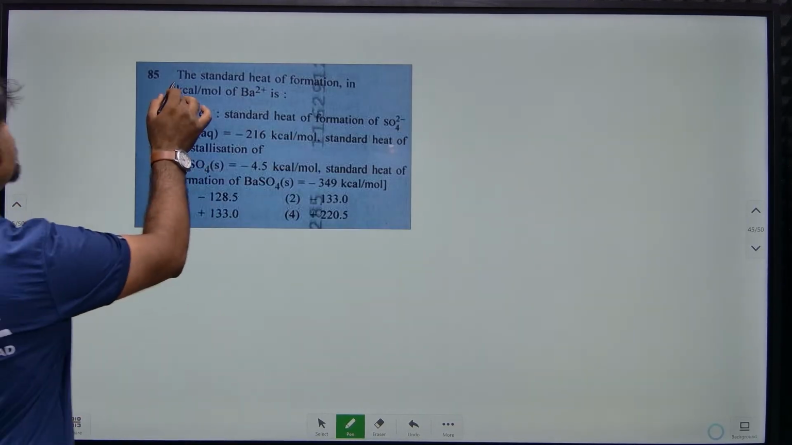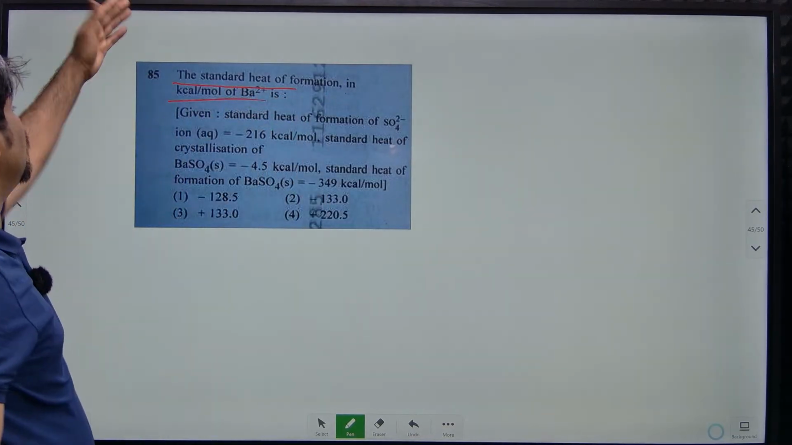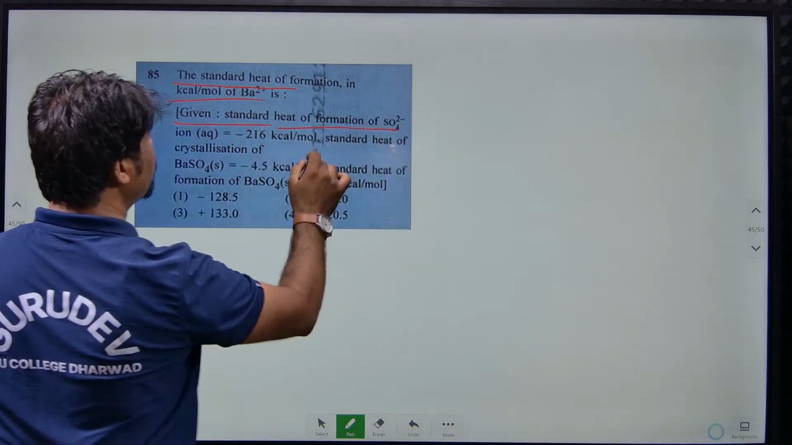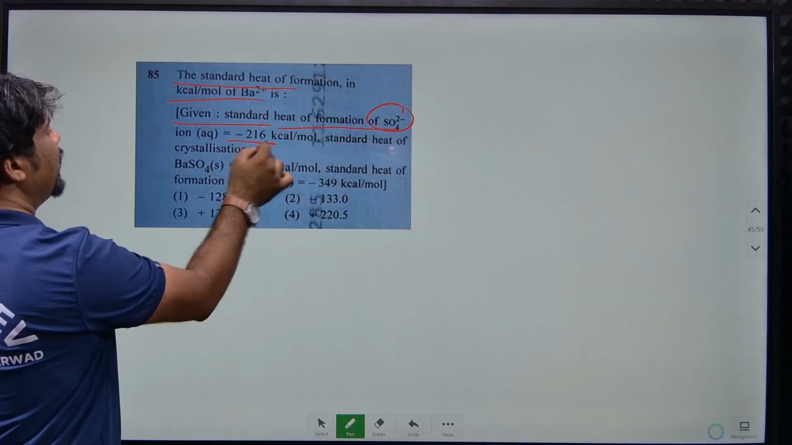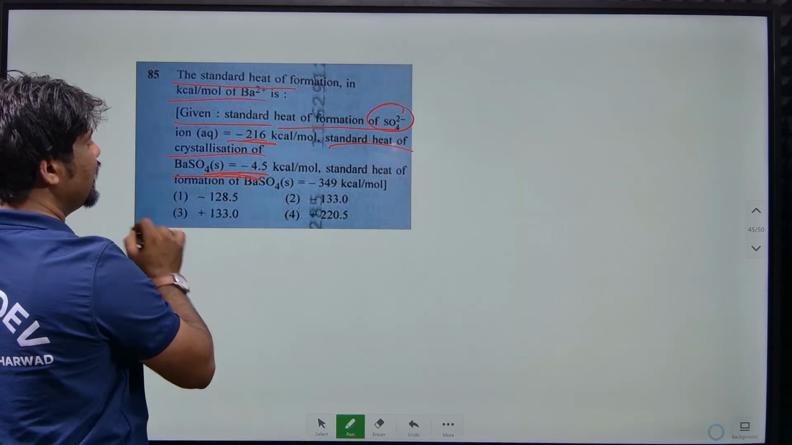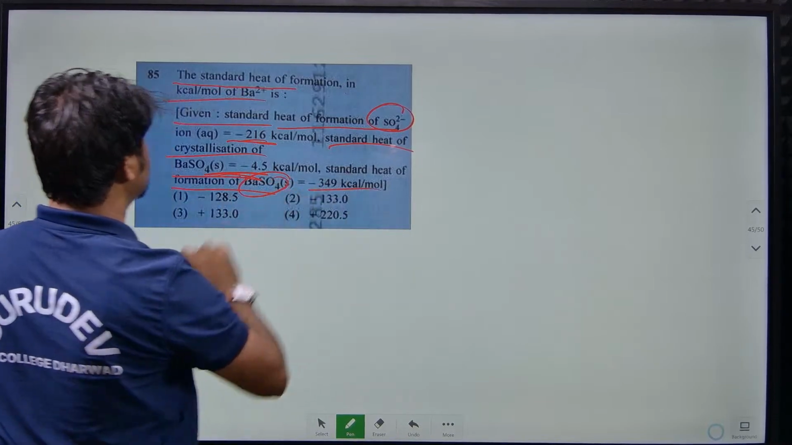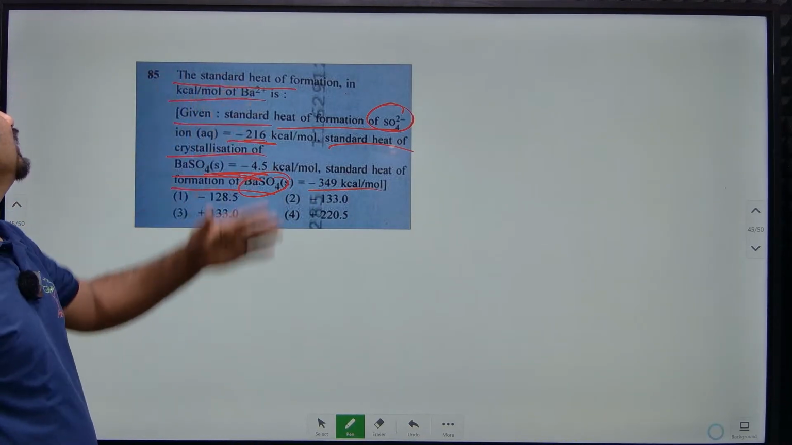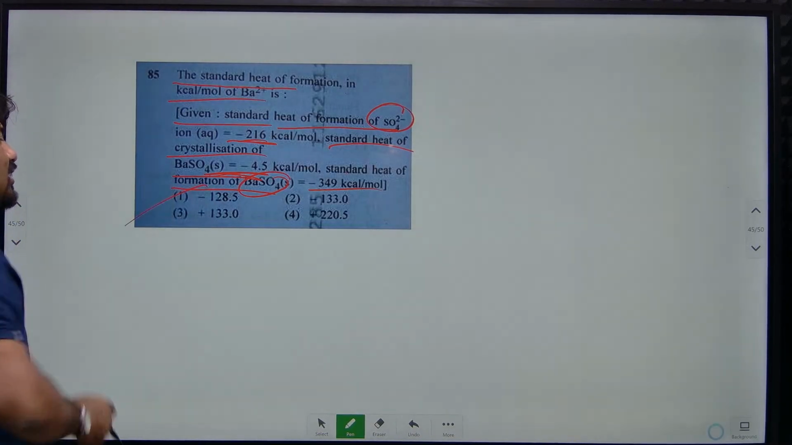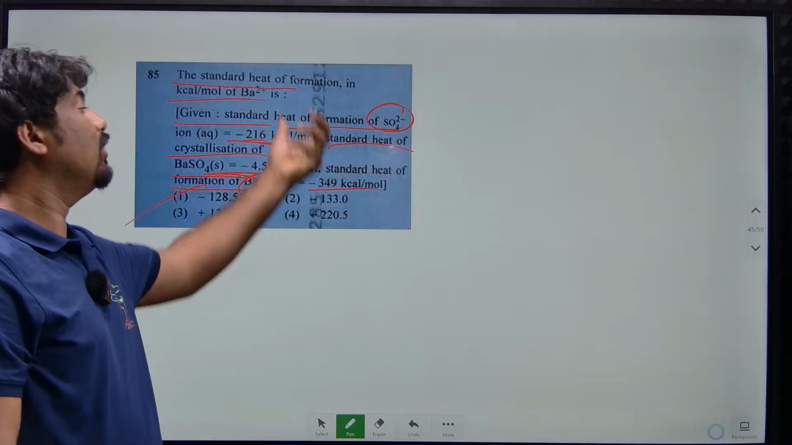Go to question number 85. The standard heat of formation, in kilocalories per mole, of Ba2+ is asked. The given standard heat of formation of the SO4 2- ion is minus 216 kilocalories per mole. The standard heat of crystallization of barium sulfate is minus 4.5 calories. The standard heat of formation of BaCl2 is this much. So we need to calculate the heat of formation. Simplifying this concept, I get option 1 as the right answer for the question. Tomorrow I am going to discuss how to solve this problem.